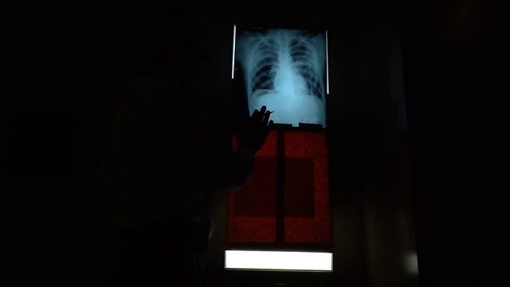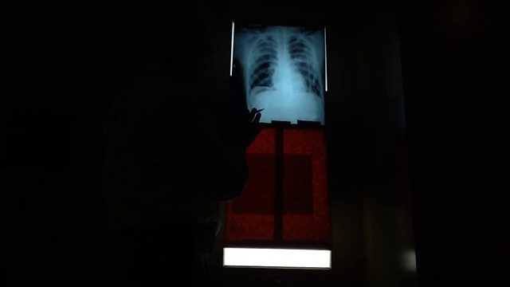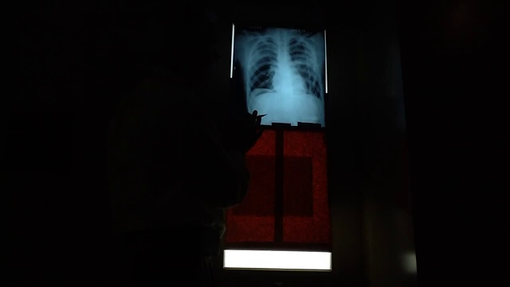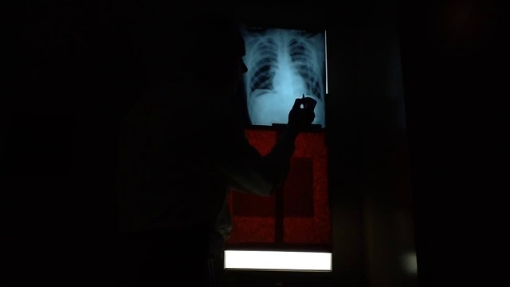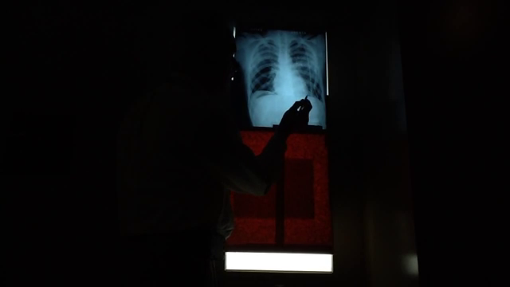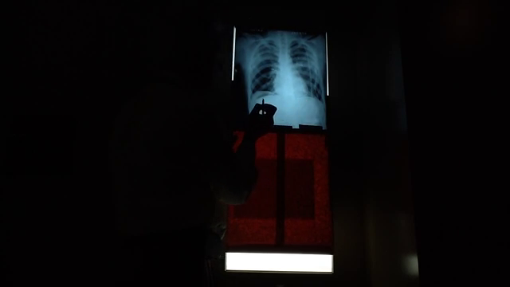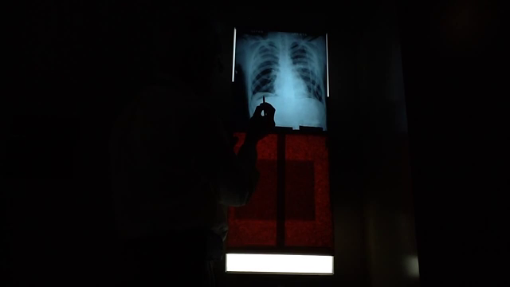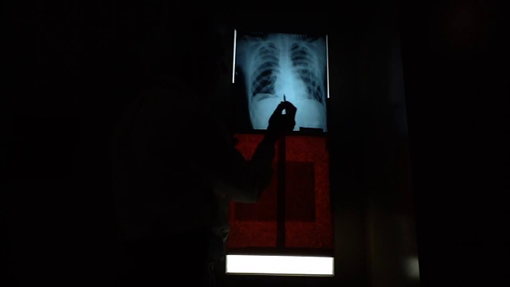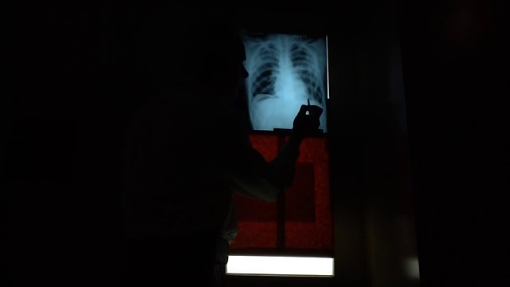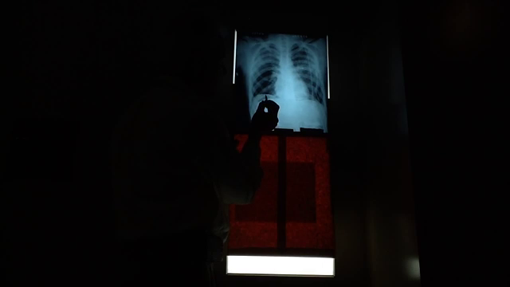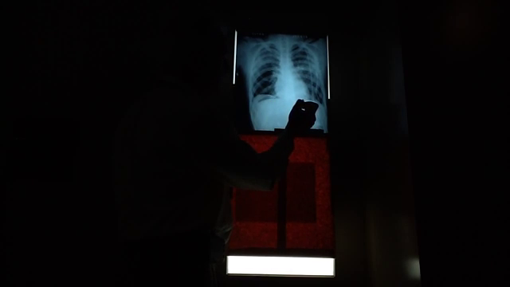This is a real interesting kind of a complex case. You see this little arc of lucency? Stomach, air, diaphragm. Liver, air, diaphragm, pleural effusion. That is the diaphragm thickness right there. Why isn't this diaphragm the same thickness as this one?